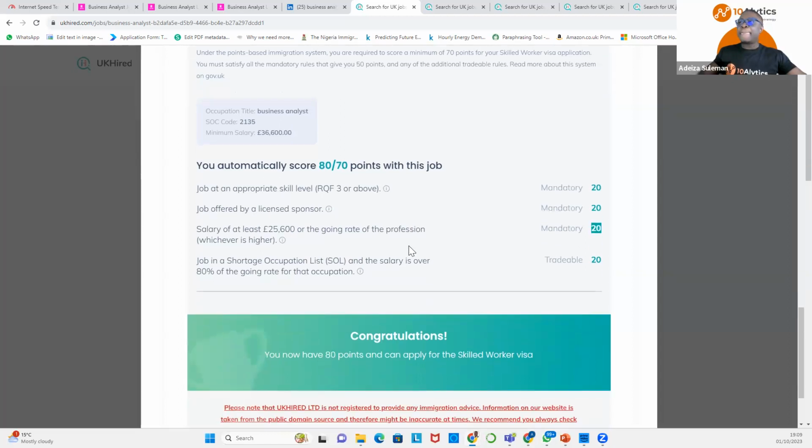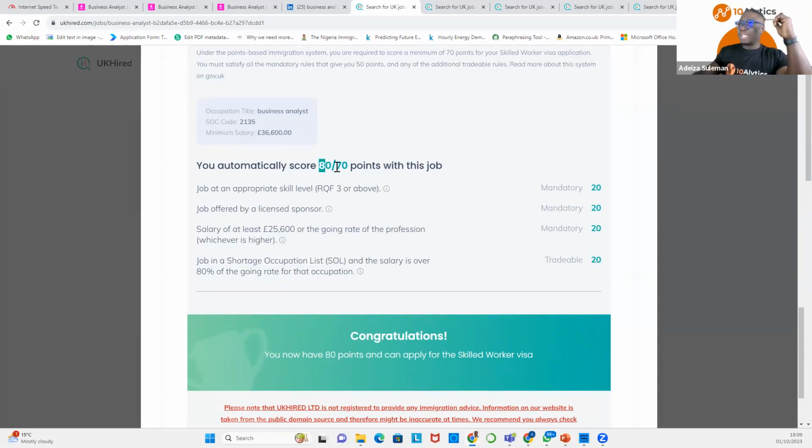60. If the job is in the shortage occupation list, remember I showed you the shortage occupation list, and we saw that the business analysis is in the shortage occupation list. You get another 20 points.